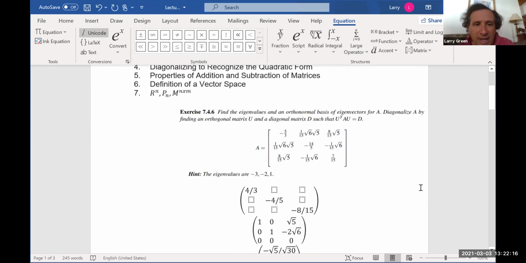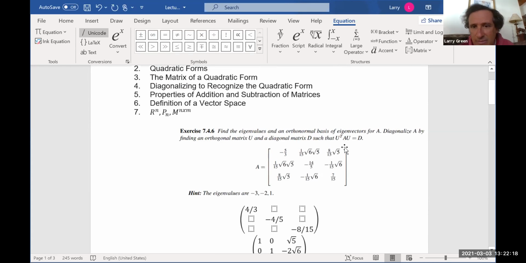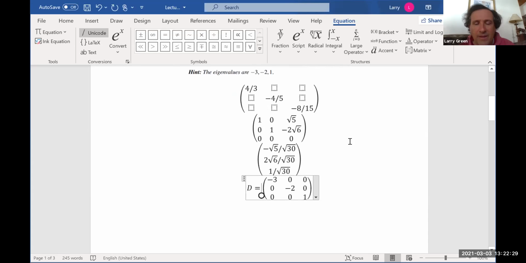Any questions on that? Or P inverse AP, sorry, they want P inverse AP equals D. That is the way the question is worded. Does that help?